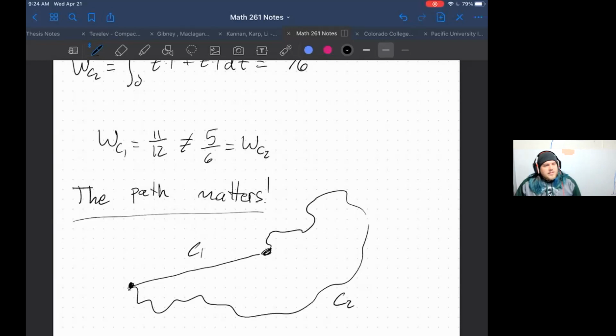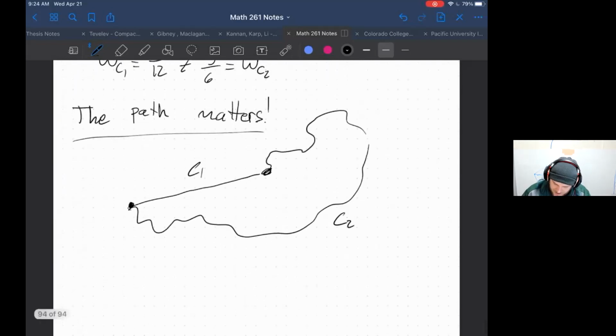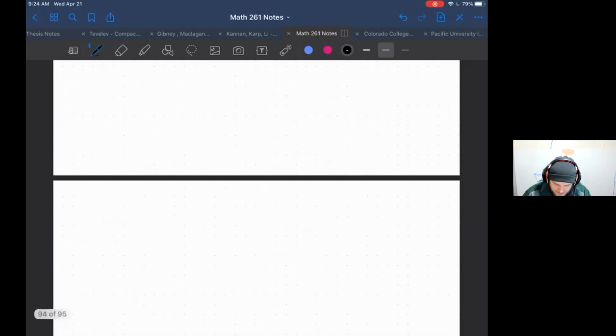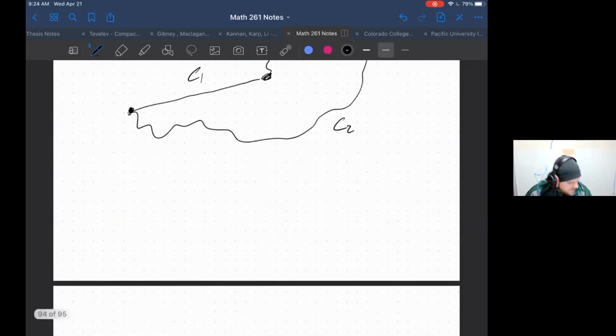So if the path matters in this example, would the vector field not be conservative? Am I jumping ahead too much? You are jumping ahead too much. Yes, we will answer this question in good time. But we haven't even defined conservative, so let's hold back on the enthusiasm a little bit. But I like it. So let's check this out and maybe get to that definition of conservative vector fields.